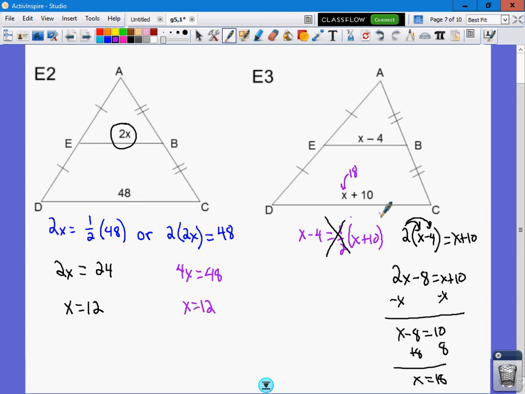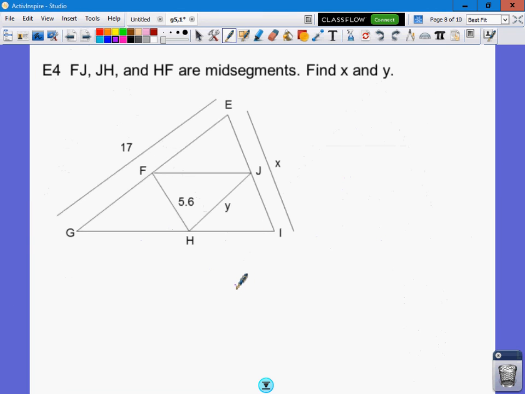If I plugged in 18 here, this side would have to be 28. If I plugged in 18 here, this side came up to 14. Is 14 half of 28? It is, so my x equals 18 is a reasonable answer. Everybody okay with these two examples? Moving on then.